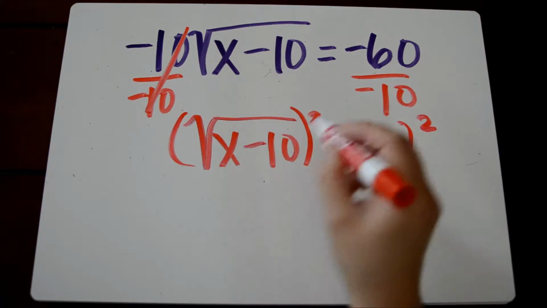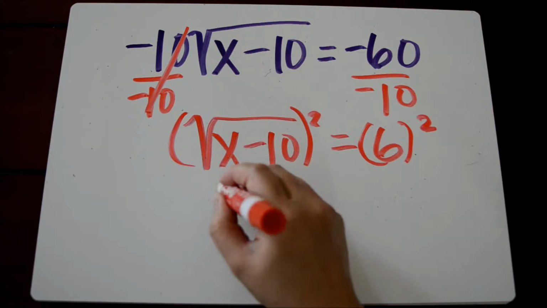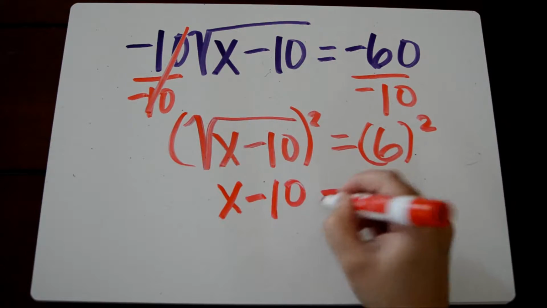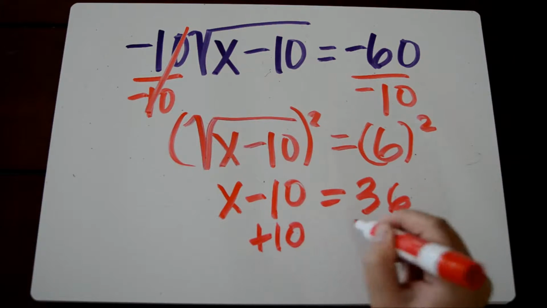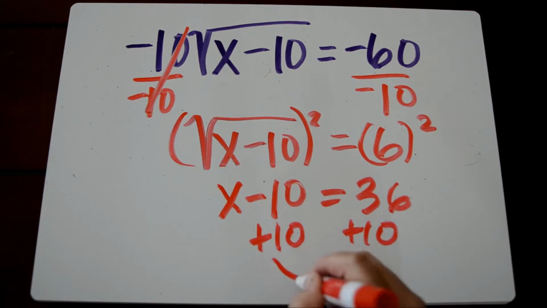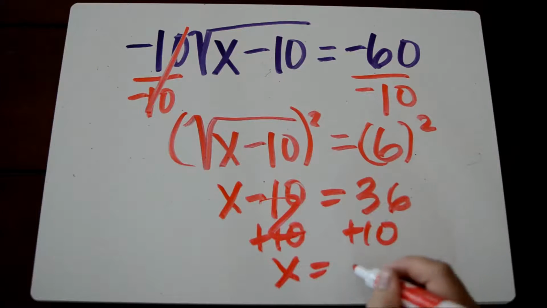On the left-hand side, the square undoes the square root, and we're left with x minus 10 equals 36. We're going to add 10 to both sides, and we get x is equal to 46.